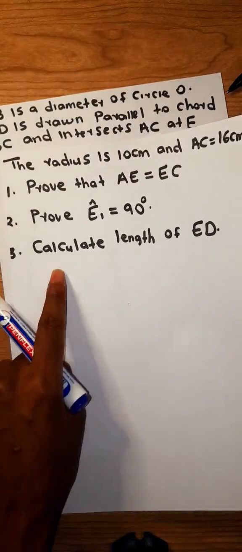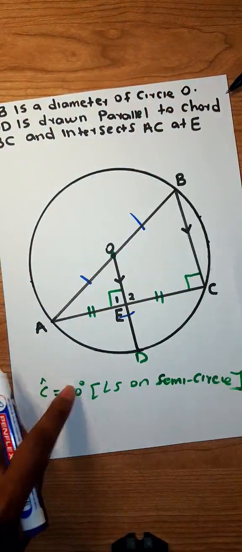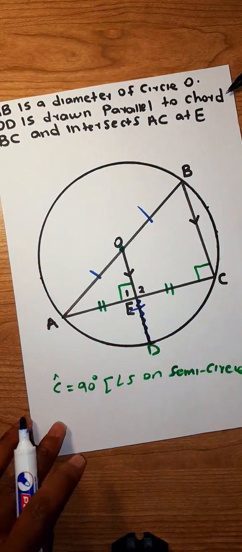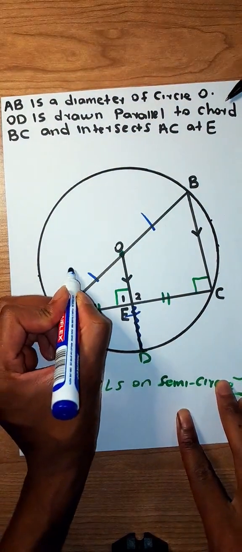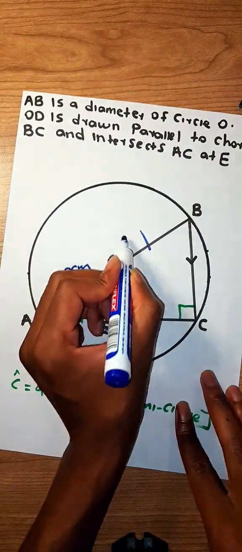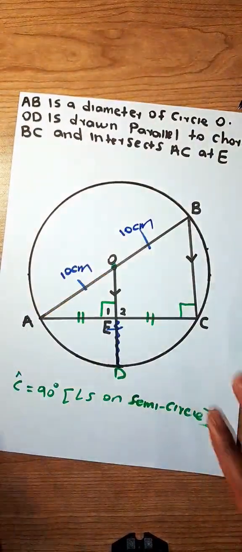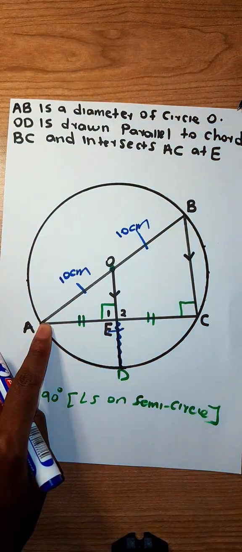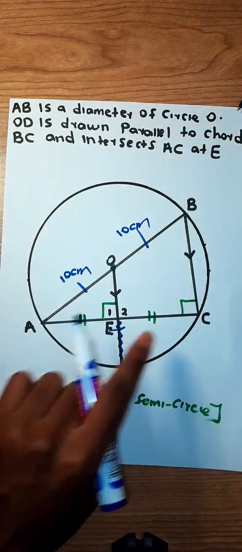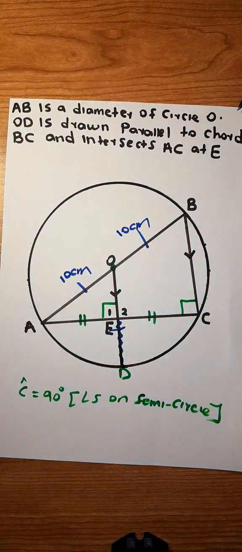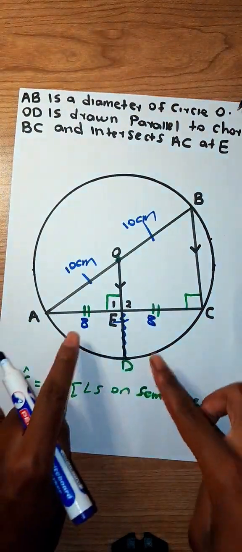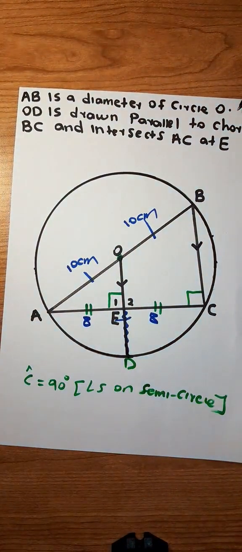And now they say calculate the length of ED, right? So they want us to calculate the length of this ED. How can we actually do that? We've been told that the radius is 10 centimeters. This also means this is going to be 10 centimeters, right? And they're telling us that AC is 16 centimeters. So if AC is 16 centimeters, we're going to say 16 divided by 2. It means that AE is going to be 8, and also this is going to be 8, because 8 plus 8 gives us 16, right? So how can we calculate ED?